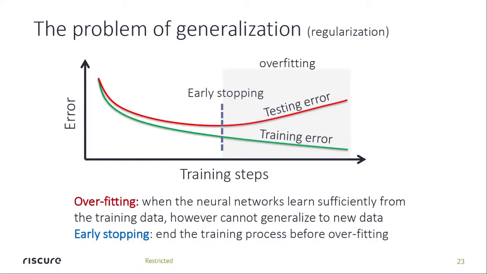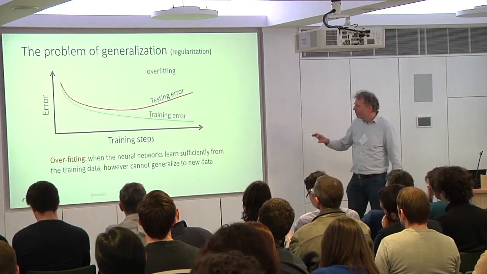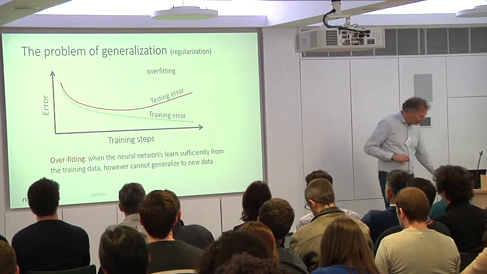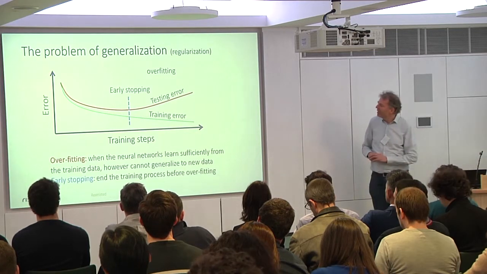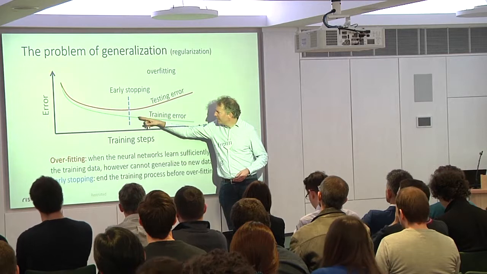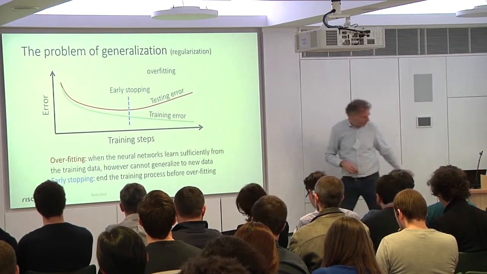This problem is called overfitting. The neural network learns sufficiently from the training data, but it cannot generalize to new data. The way to prevent that is by so-called early stopping. So there are ways to detect that overfitting is happening and that this will be a problem during the testing phase.